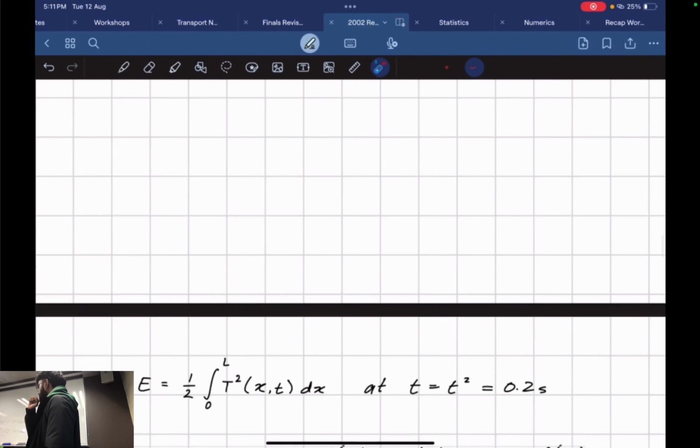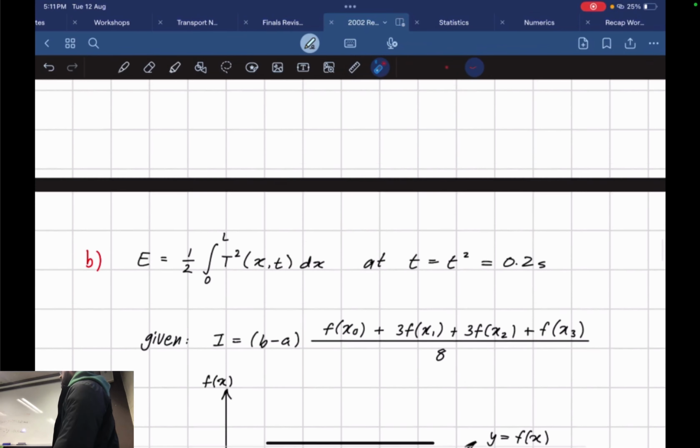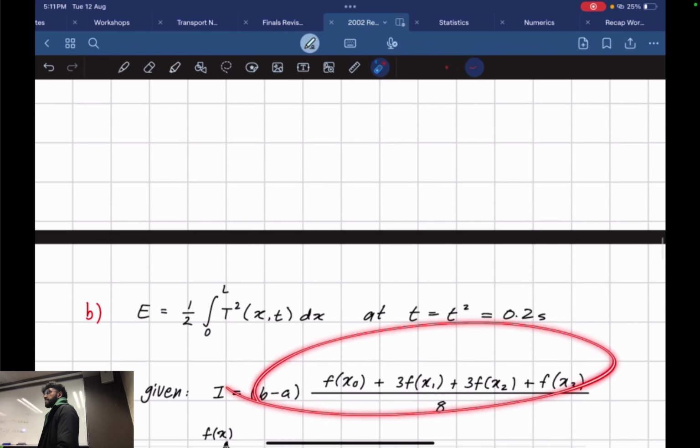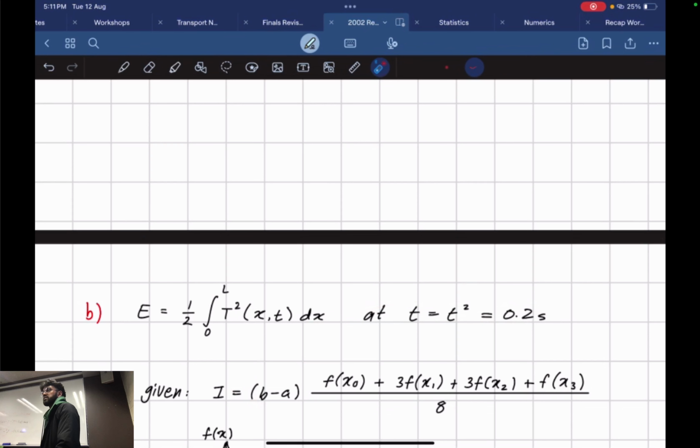Anyways, so this is Simpson's rule, right? If you're not familiar with it, don't worry. They give it to you in the paper, right? They give you all the key formulas that you need in the paper, right?